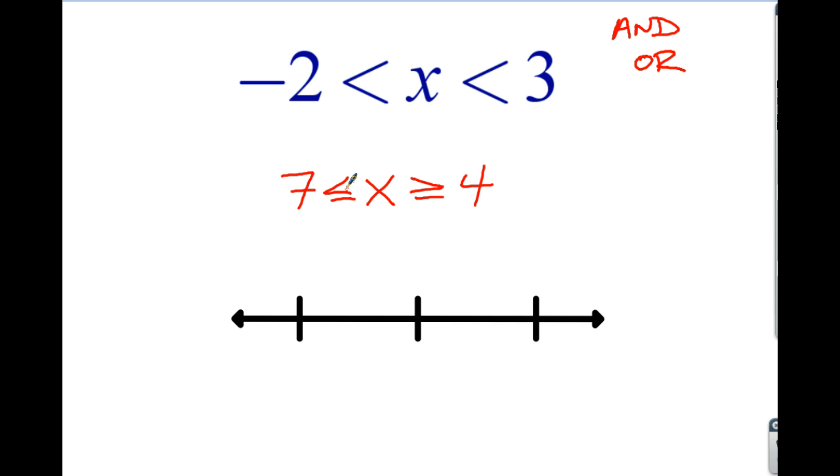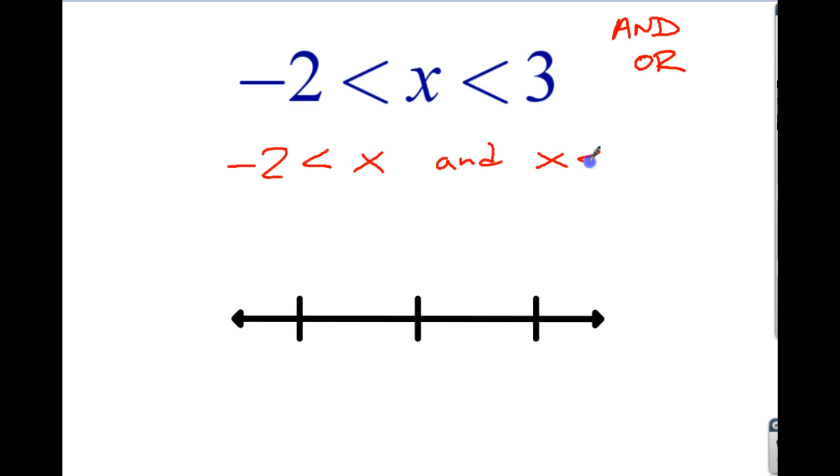Look at this and say, this is a number. Can this number be both bigger than negative 2 and less than 3? Try to pick some numbers and get them to work. All right, so let's see what this looks like on a number line. I can break this up into two things: negative 2 less than x, and x less than 3. This part right here we'll turn blue, and the other part we'll graph in red.